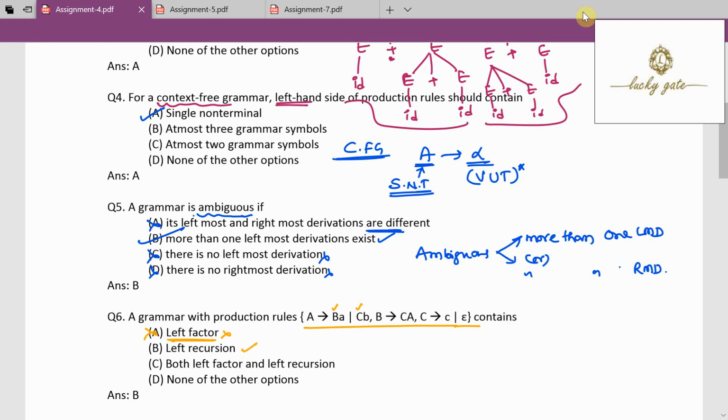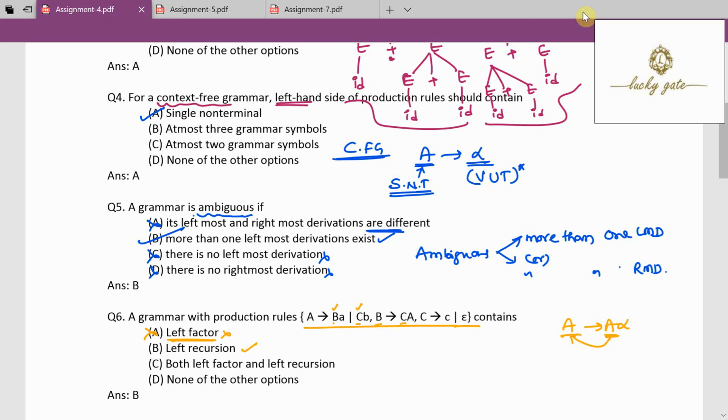What left recursion says is, left recursive productions are of the form A tends to A alpha. It means that the leftmost symbol in the RHS should be same as the LHS. If the leftmost symbol in the RHS is same as LHS, we call it left recursion. Now see, A tends to BA, B is not same as LHS A. C is not same as LHS A. C is not same as LHS B. So here there is no direct left recursion. But I can say the left recursion may exist indirectly.